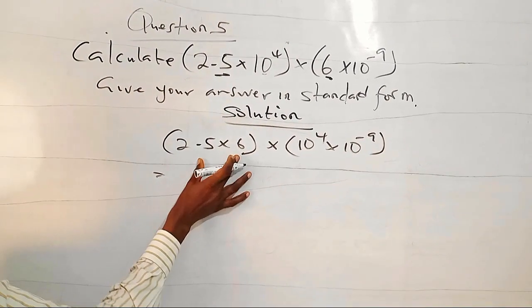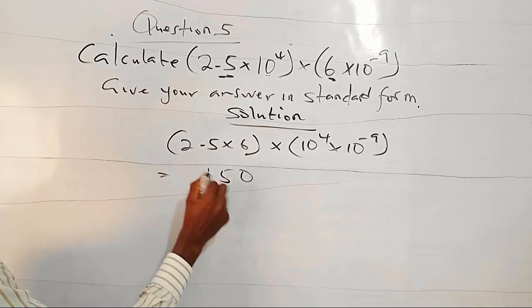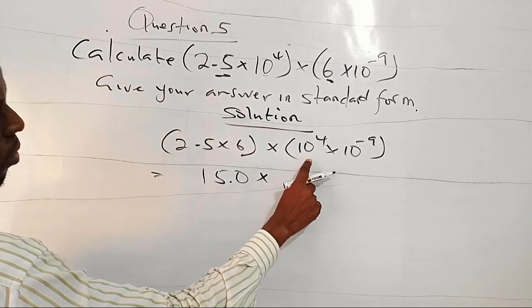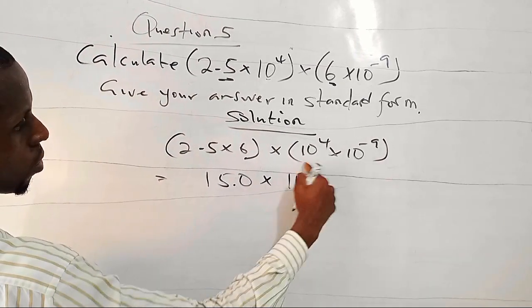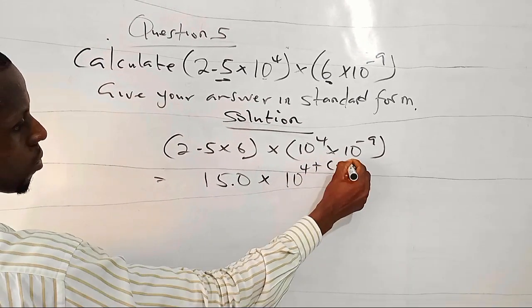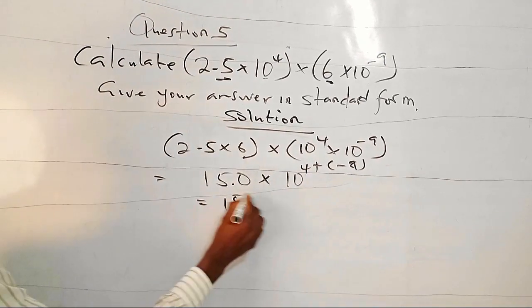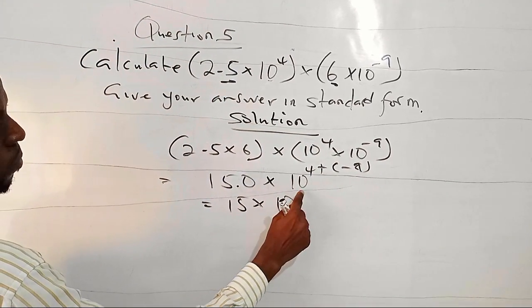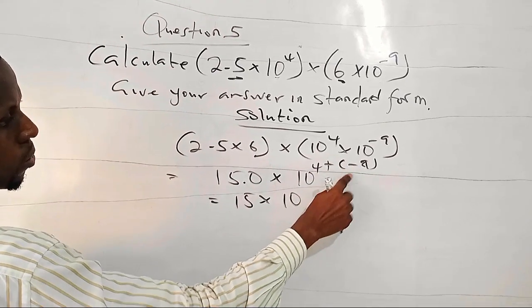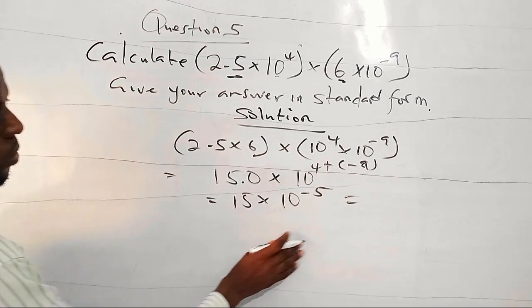When you multiply 2.5 times 6, you have 15.0, times, law of indices, the bases are the same, pick out 1 and add the powers. So this equals 15 times 10 raised to the power 4 plus minus 9. Plus and minus is minus, so 4 minus 9 is minus 5.